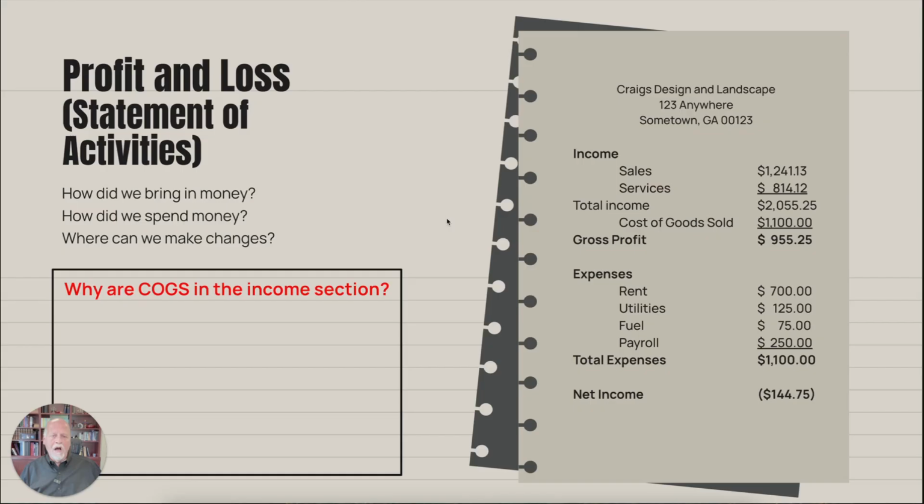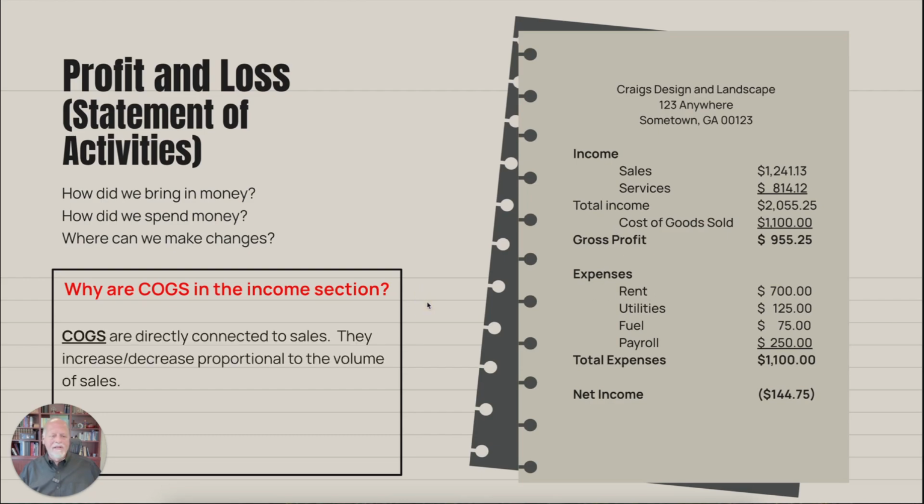Why are COGS, or cost of goods sold, in the income side of the profit and loss? And you'll notice this is an expense that we've put up here with income. Why not put them down here with expenses? The answer to that question is costs of goods sold are directly connected to sales. They increase or decrease proportional to the volume of sales.